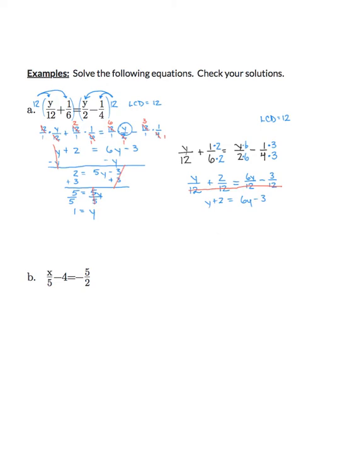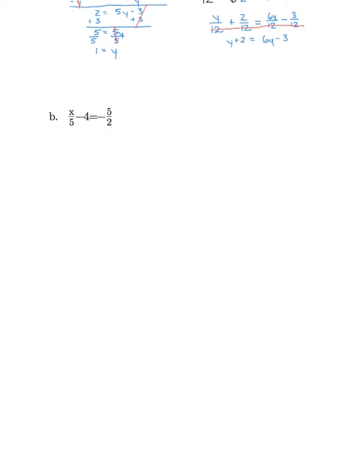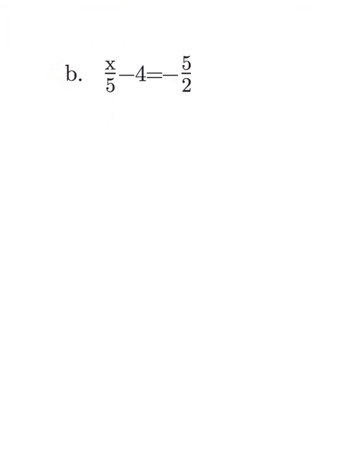So let's go down to example B. Example B, we have x over 5 minus 4 equals negative 5 over 2. So the first thing that I want is a least common denominator. Now remember, we just want the denominators, so the 4 is not going to be part of this step, as it is not in a denominator. So my least common denominator is 10.